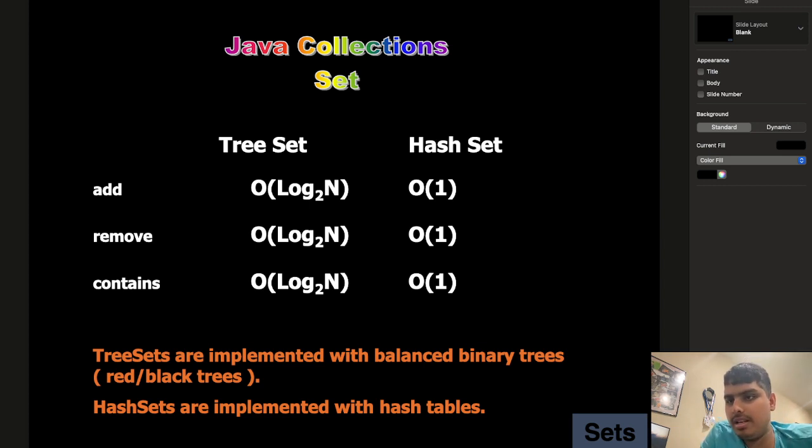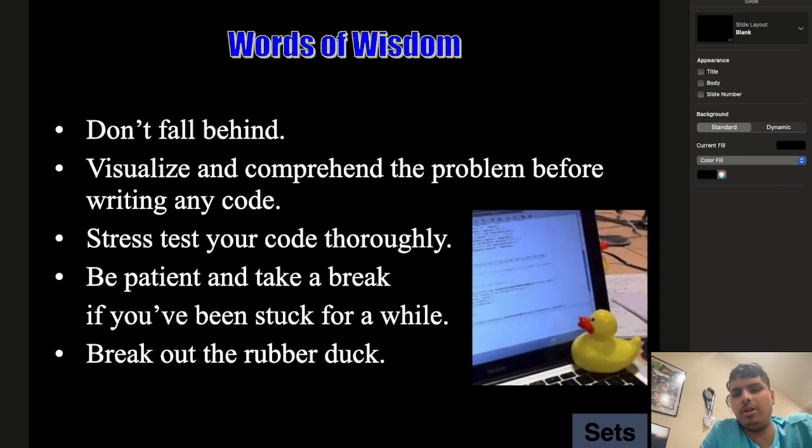All right. Some last advice I'm going to give y'all, and you can definitely code some of the stuff on your own if you want to take a look into this as well: don't fall behind. Obviously, visualize and comprehend the problem before writing any code. Don't fall behind. Stress test your code thoroughly. Come on, you got this, y'all. Be patient. Take a break if you've been stuck for a while, of course. And break out the rubber duck. Just make sure you have a rubber duck. If not, it's fine.